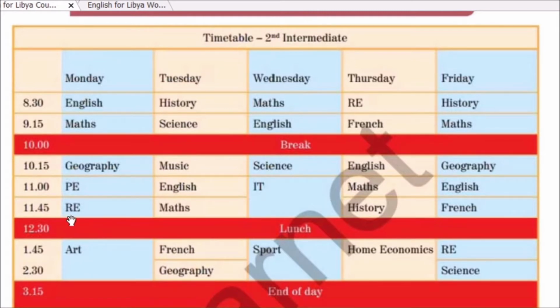At the same time, they have PE, which is physical education, and sport. They study PE alone and sport alone. What about you? Do you do the same at your school? They study French here. What about your timetable? Do you study French? You can stop the video, find the differences between the timetables, and then come back and talk about it with your teacher.